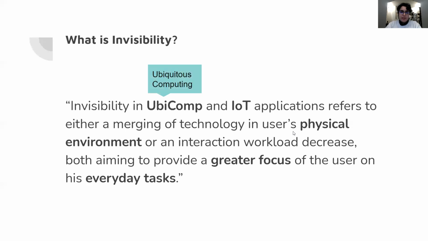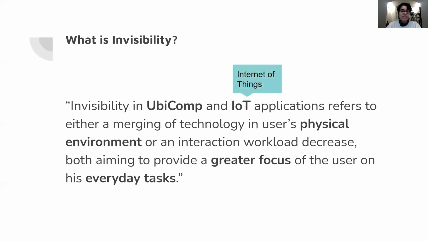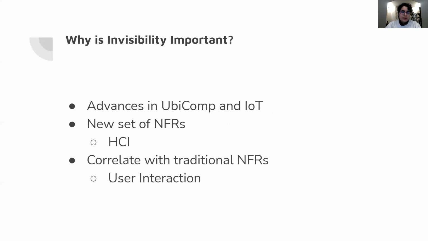UbiComp refers to ubiquitous computing that is present in everyday life. IoT stands for the Internet of Things, which is the collection of smart devices that are present in our day-to-day lives, a key part of UbiComp. In essence, invisibility is the ability for smart devices to blend into the user's environment in order to not distract from the user's tasks. So why is this important?